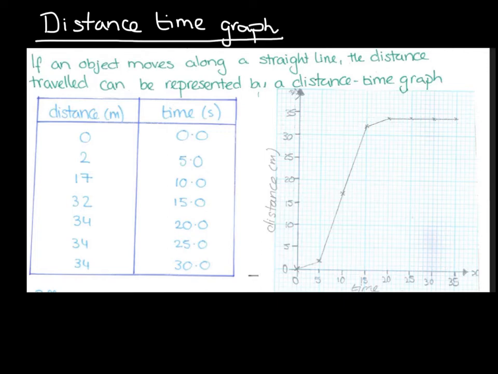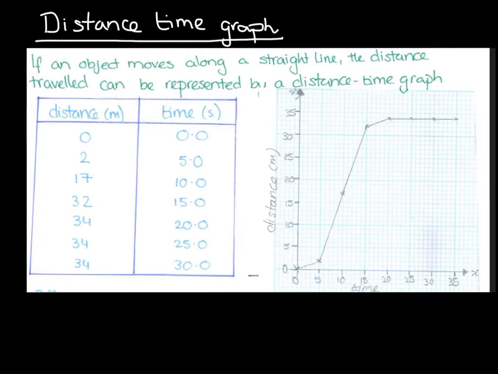So here we've got an example. If an object moves along in a straight line, the distance travelled can be represented by a distance time graph. So here I've got some data about the distance travelled, and here I've got some data about the time travelled. So I'm going to plot time along the x-axis, distance along the y-axis. I plot the points as small neat crosses, and because this is a journey, I'm going to join the dots up with lines rather than have one single line of best fit as we do with other experimental data.